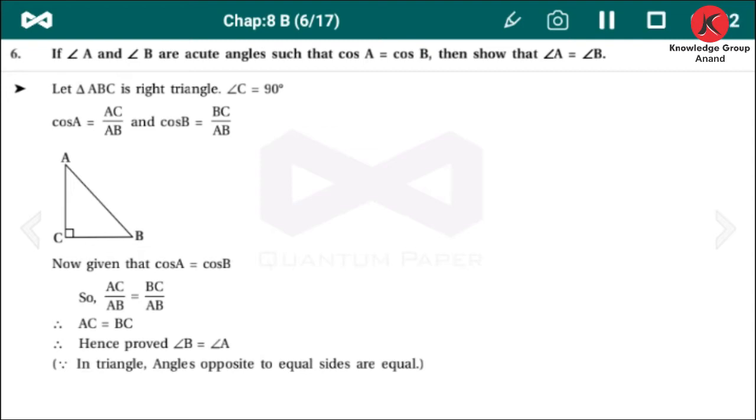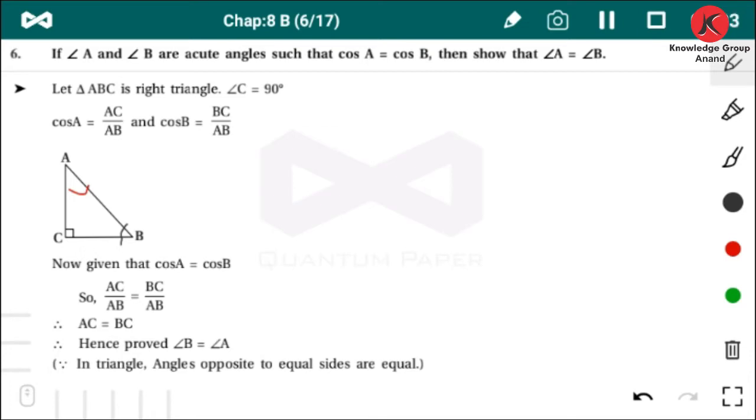Let triangle ABC be right-angled, with angle C equal to 90 degrees. We are given cos A is equal to cos B. First we find cos A. Cos is equal to adjacent upon hypotenuse. For angle A, the adjacent side is AC, so cos A is AC upon AB. Now cos B is equal to the adjacent side BC upon AB.